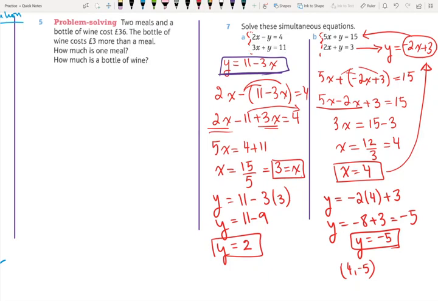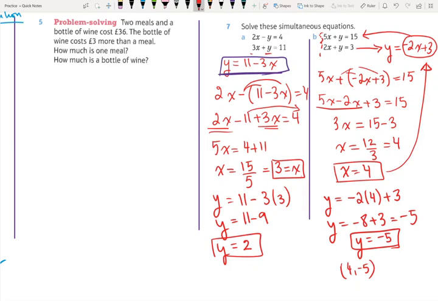In number 7, we start with part A. First, let us identify these two equations. They are the equations of a line because they can be changed into the form of y equals ax plus b. So let us first find the value of y in terms of x. y equals 11 minus 3x.